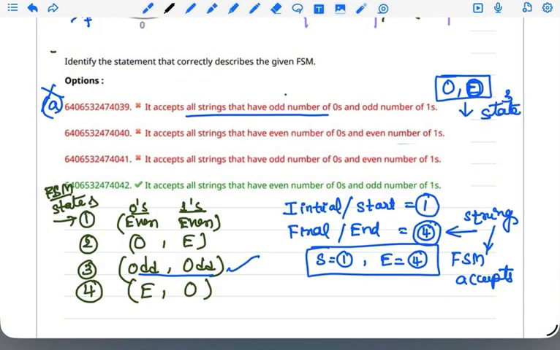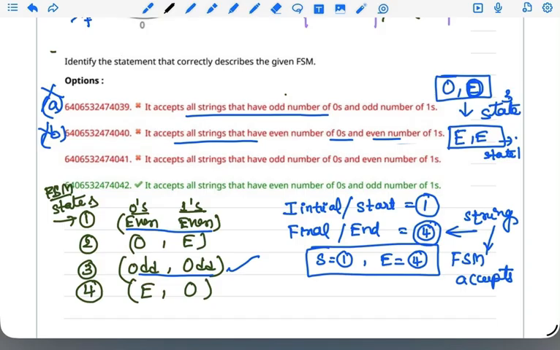Next, option B accepts all the strings with an even number of zeros and an even number of ones. So both are even, right? That is state 1. This option is state 1, which is also not correct because the final state is the 4th state. State 1 is not the final state, so this is also not correct.